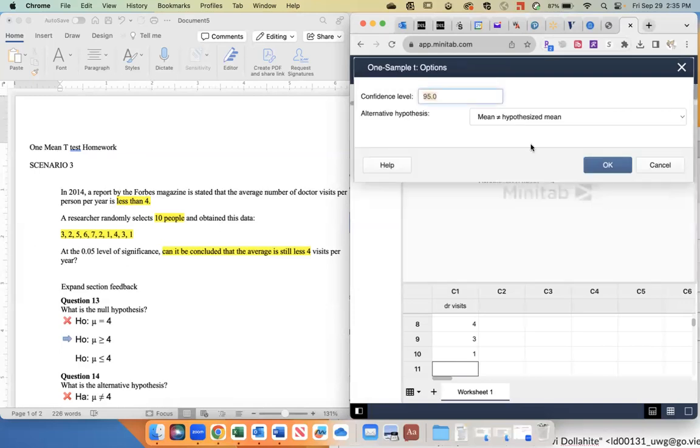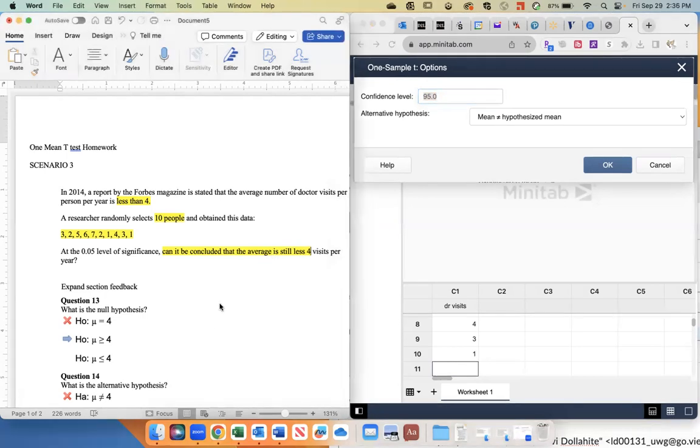And I click on Options, the confidence level. It says at the 0.05 level of significance, that relates to a confidence level of 95. Had it said 0.01, it would relate to a confidence level of 99. Or you can actually put 0.05 there and it will work as well, but I just leave the 95 there. And again, our alternative hypothesis.